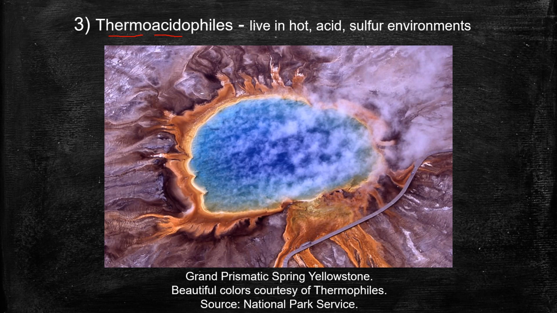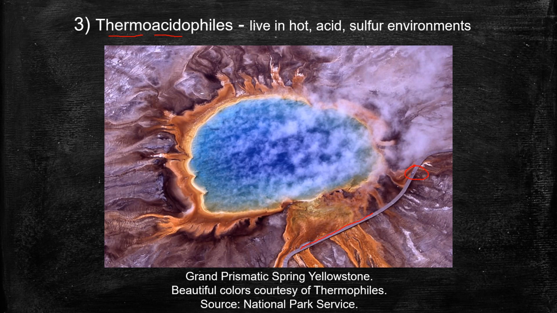So this image right here is of the Grand Prismatic hot spring in Yellowstone, and this is looking from the top down. It's an aerial view. So just to give you an idea, this right here is a walkway, and right here are 2 people. So that just gives you the scale.